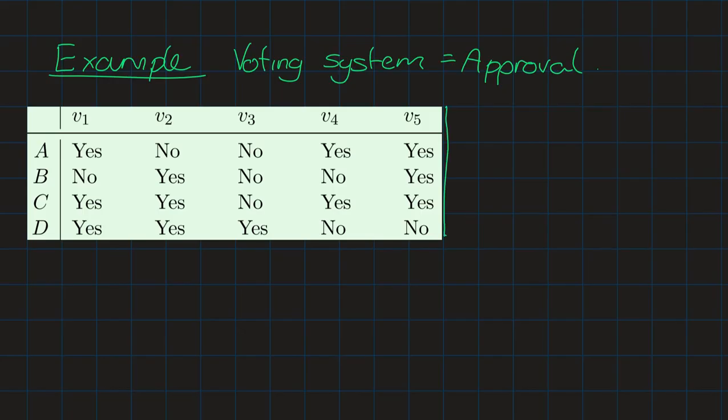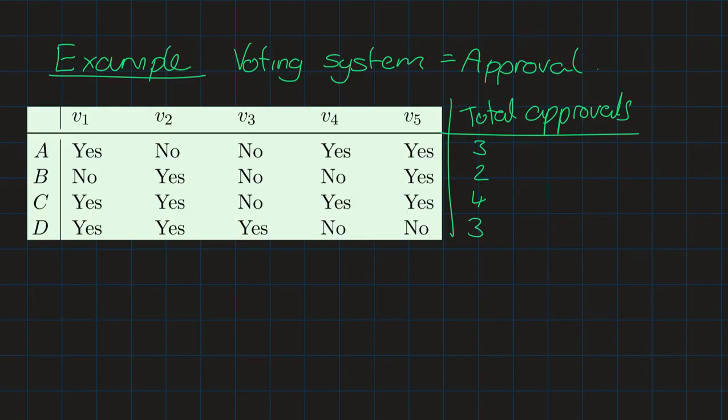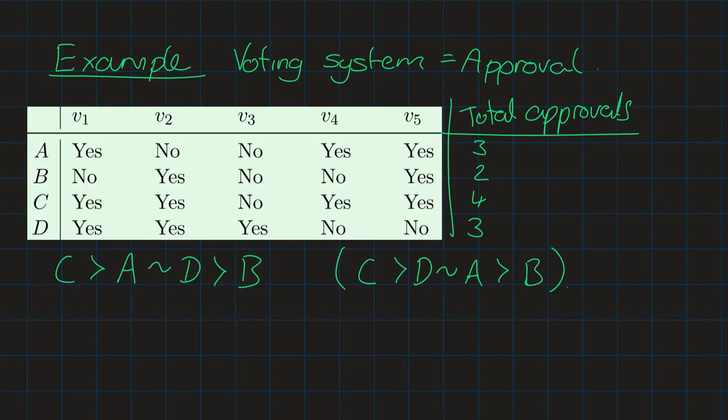The way you determine the winner is just by looking at the total number of approvals. So A, for example, has 3, B has 2, C has 4, and D has 3. This means that the social ranking would be something like C beats A, which is on the same level as D, which beats B. Again, I could have written this as C beats D, same level as A, which beats B. Because A and D got the same number of points, they come on the same level in the social ranking.